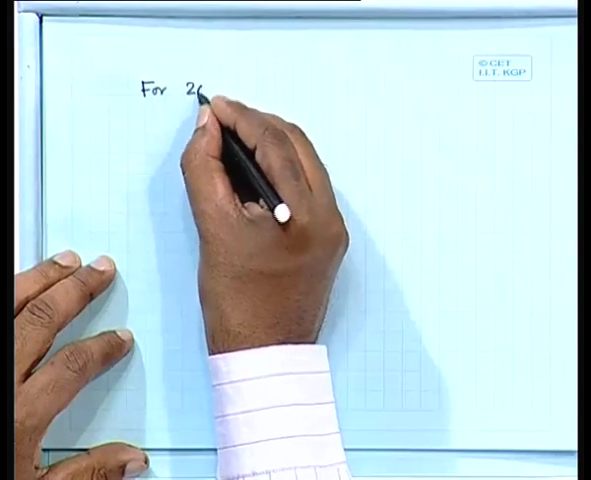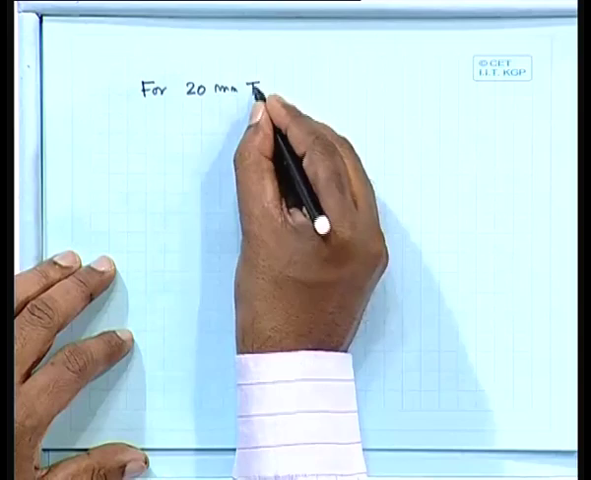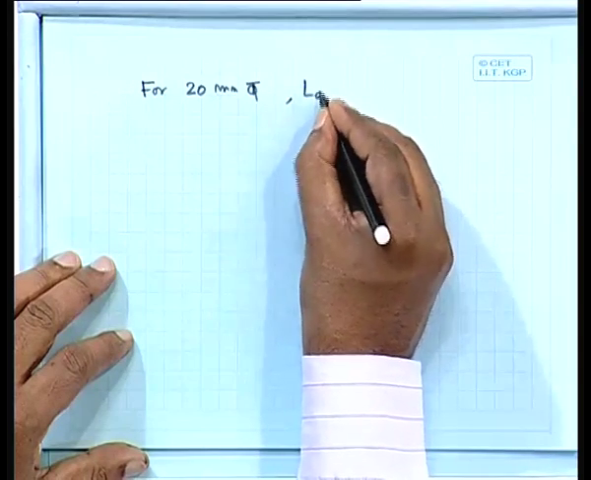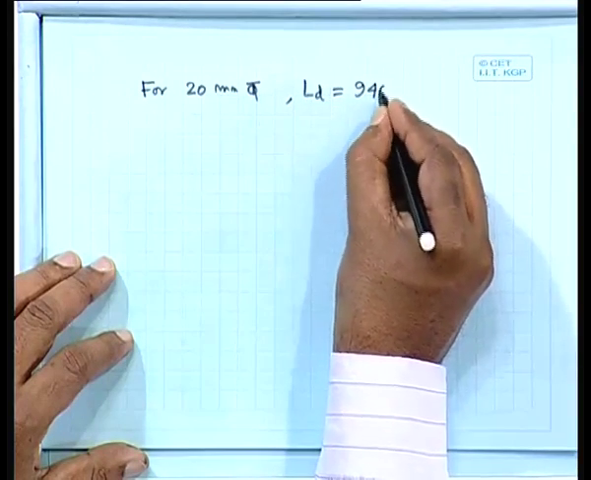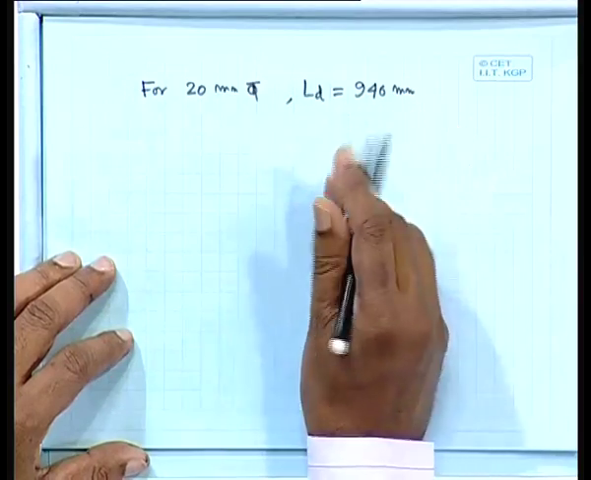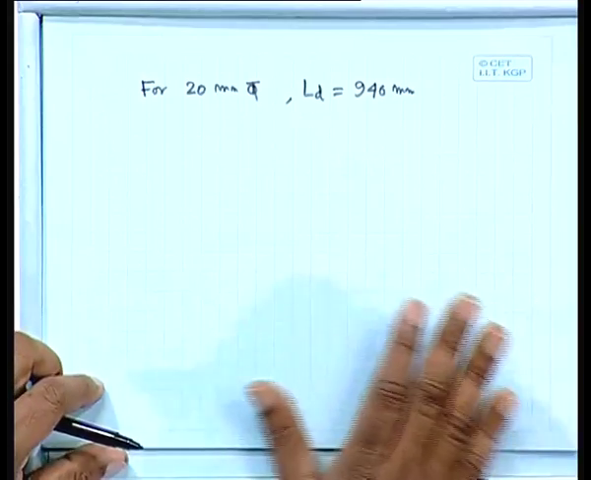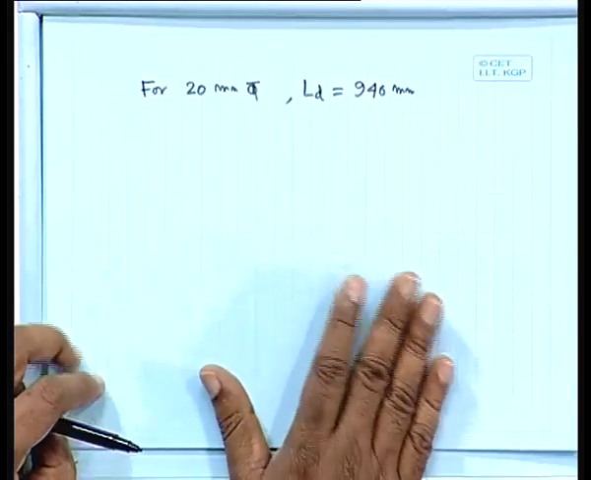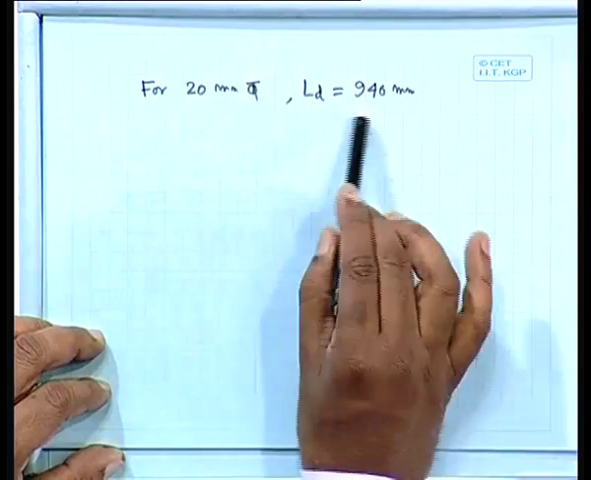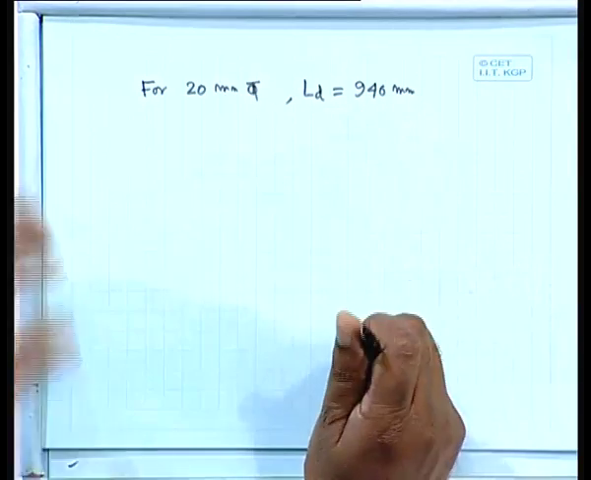So for 20 millimeter torr, LD equal to 940 millimeter. We can get this in SP16 also. Whatever problems I am doing, I am doing from first principles using equations, but in a design office, in most cases we use SP16, the special publication 16. From there also you can find this chart: 20 millimeter torr, LD equal to 940 millimeter.